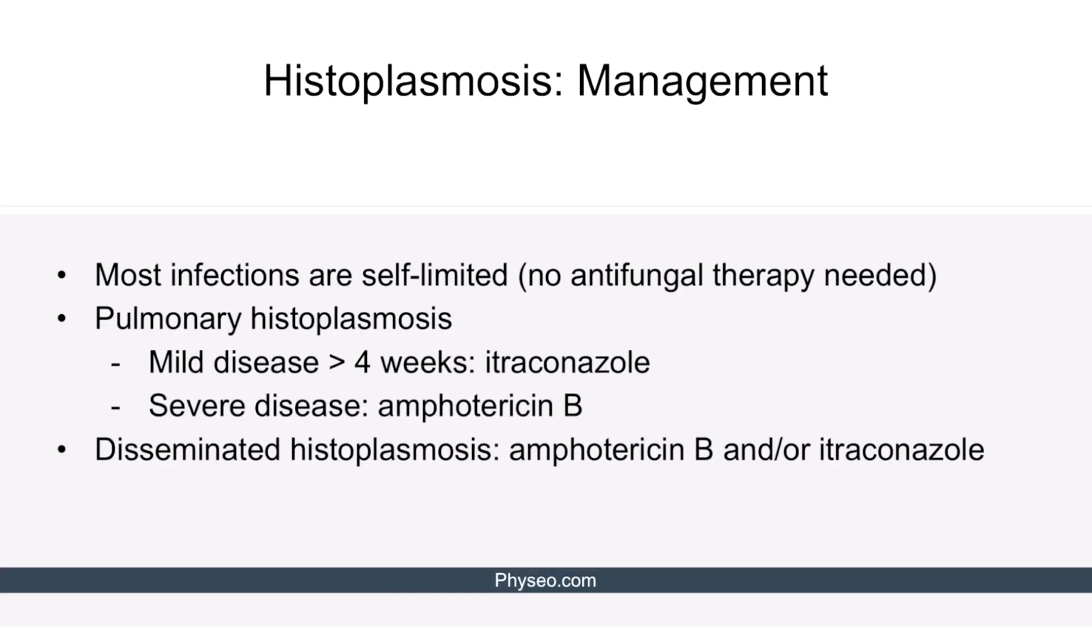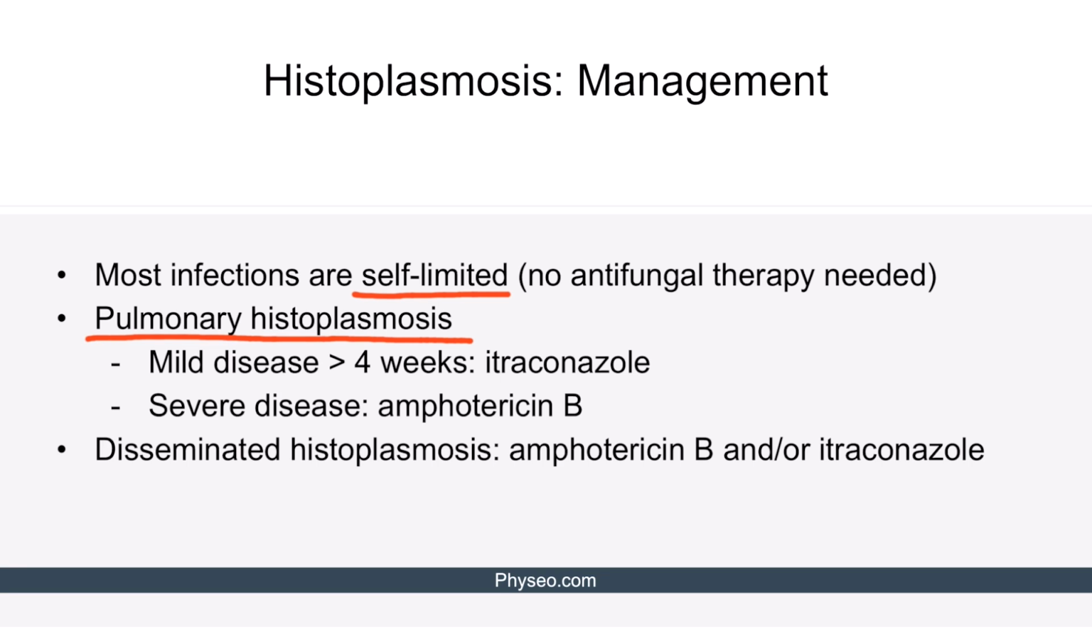Okay, so let's say you've diagnosed your patient with histoplasmosis. How do you manage it? Well, most infections of histoplasmosis are self-limited and they don't require antifungal therapy. However, in mild pulmonary histoplasmosis, that is if it persists for 4 weeks, then itraconazole can be used. And then you can also use amphotericin B, but that's reserved for severe disease.